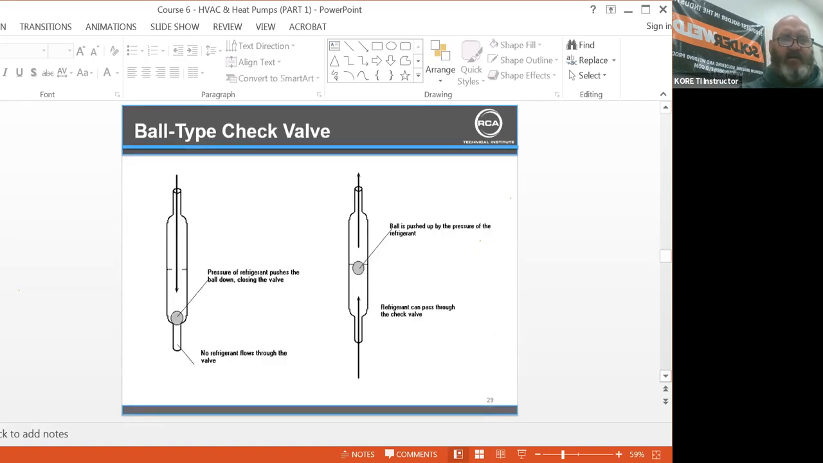Ball type check valve. Pressure refrigerant pushes the ball down, closing the valve. A ball is pushed down on this one. On this one, the ball is pushed up by the pressure of the refrigerant. Refrigerant can now pass through the check valve.